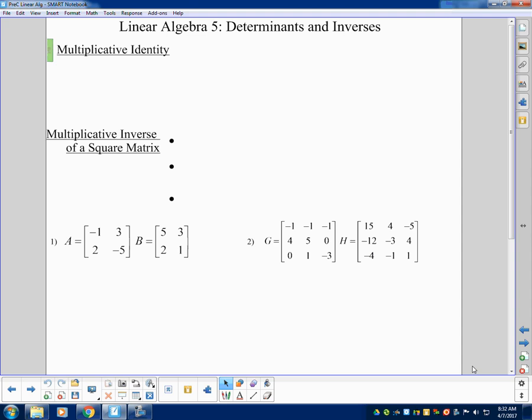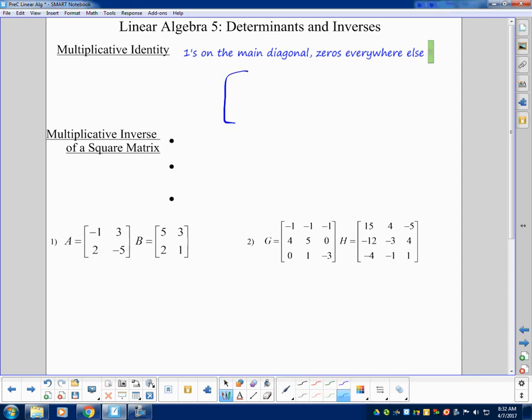So matrices have multiplicative identities. Multiplicative identity for a matrix, I'm going to have to do this in general first because we have different size matrices. But it has 1s on the main diagonal. So here's the main diagonal here. And then it has 0s everywhere else. So that's the main diagonal. It has 1s there. This is actually a 3 by 3 that I'm giving you as an example.